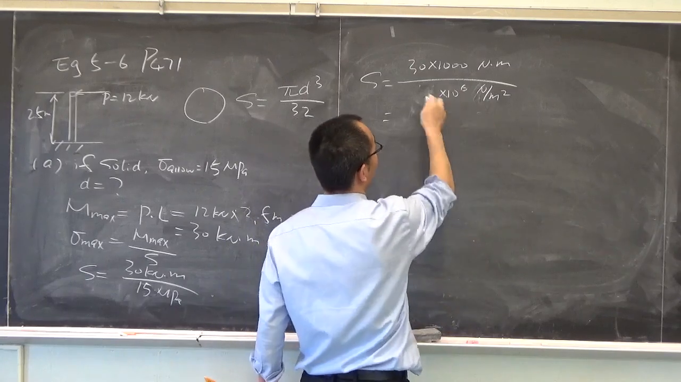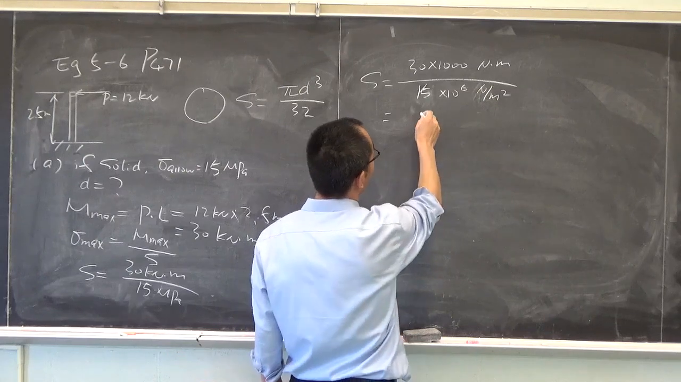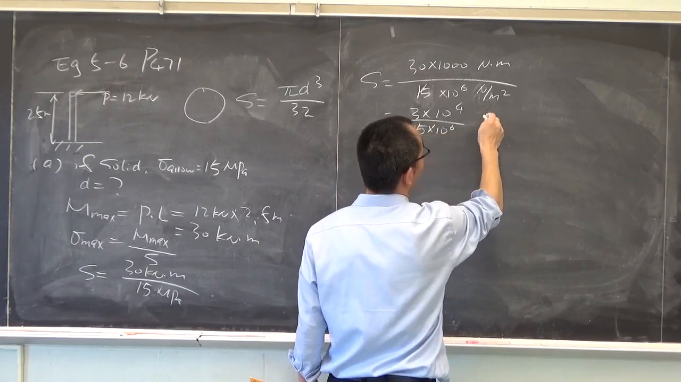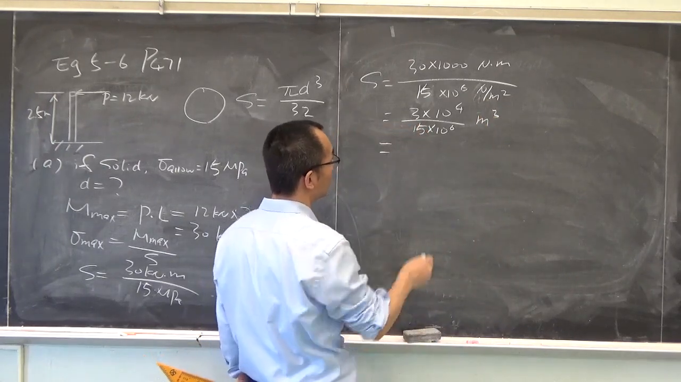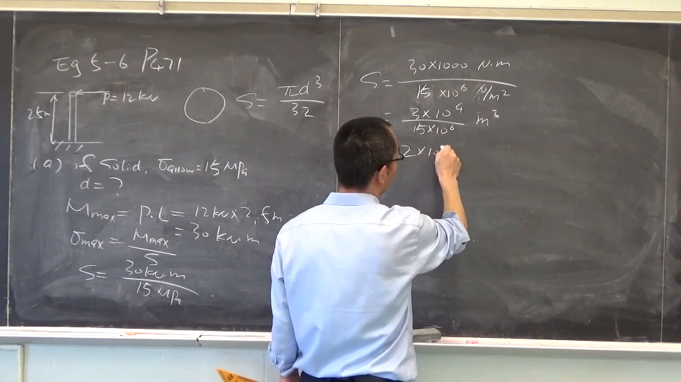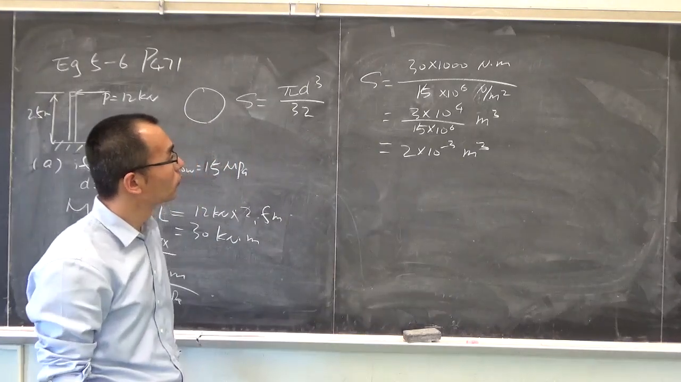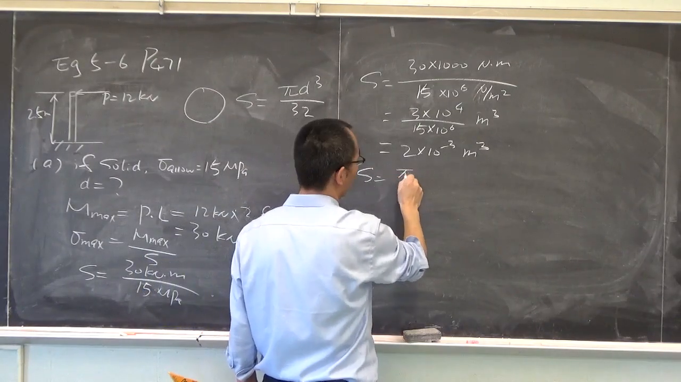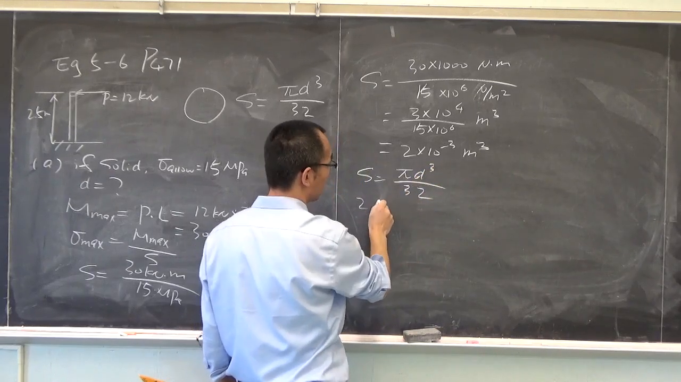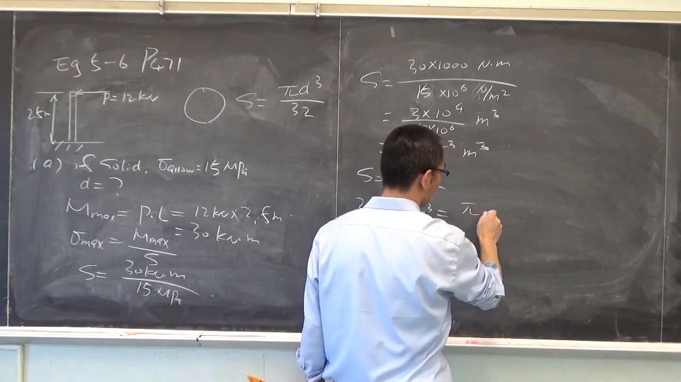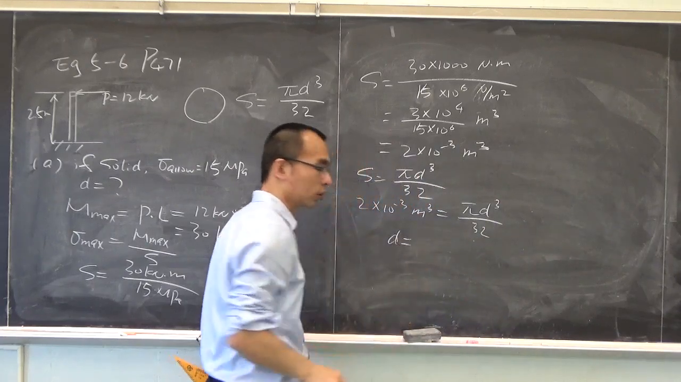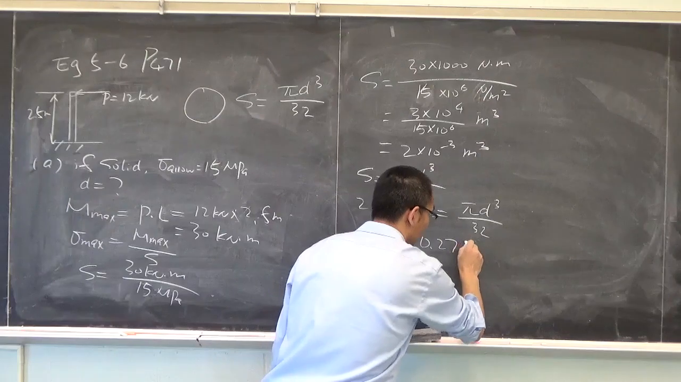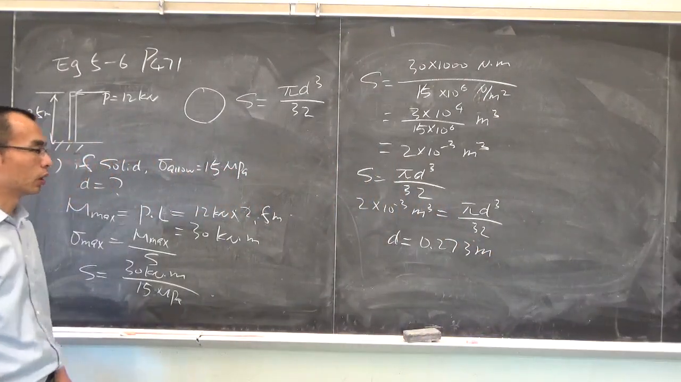So this one will be 15. So this one will be 3. So meter, right? So it will be equal to 3. Yes, okay. So now we have section modulus is equal to pi D cubed over 32, right? So now D will be equal to meter. Okay. So this is the first question.